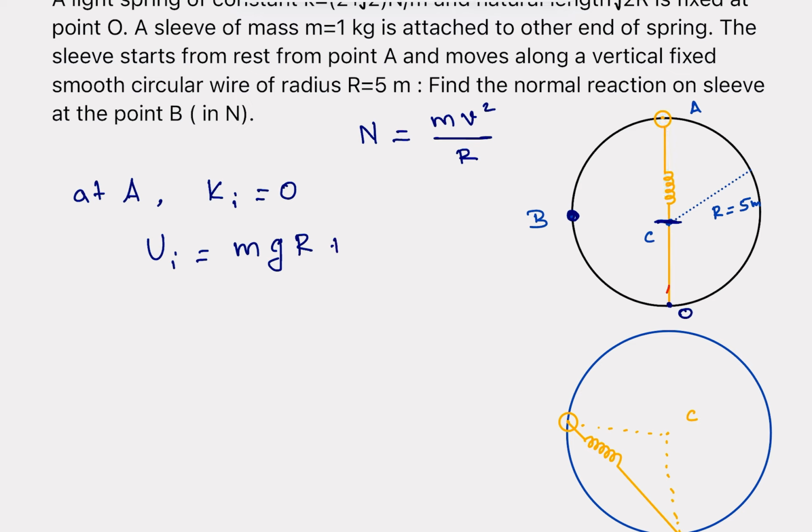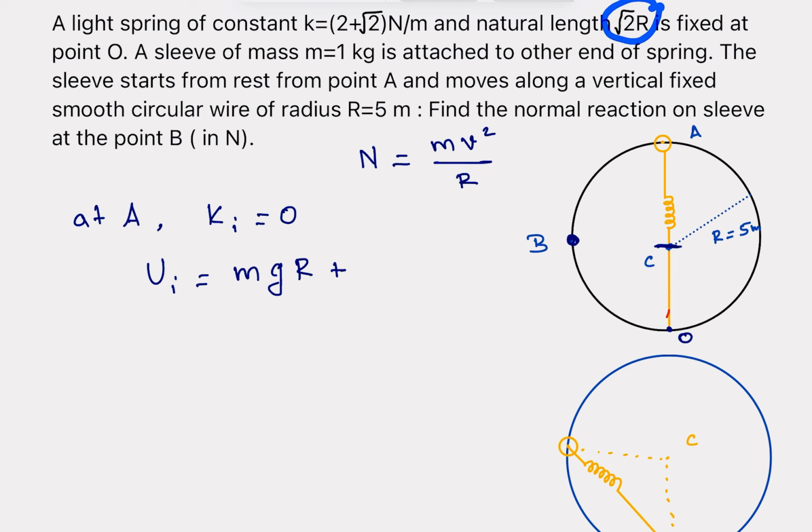In the same way, there is another potential energy involved, because the spring is already expanded. They gave that root 2 r is the natural length. And how much it got expanded, you can understand from the diagram. So the final length in OA is 2r. It's like the final length. The natural length is root 2 r. So I want to find the expansion. How can I find the expansion?